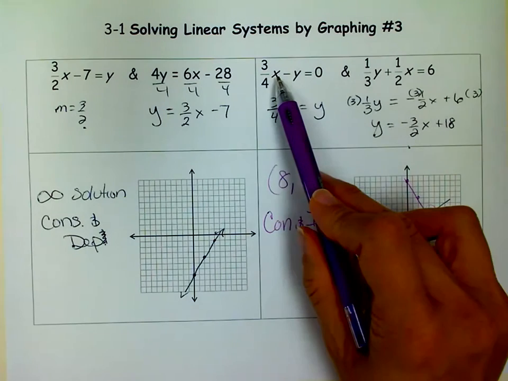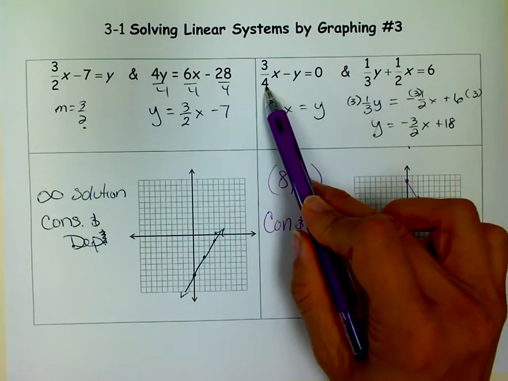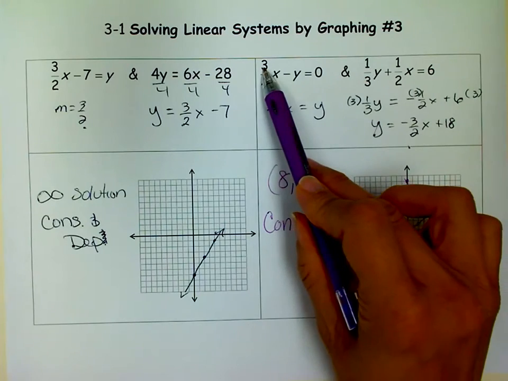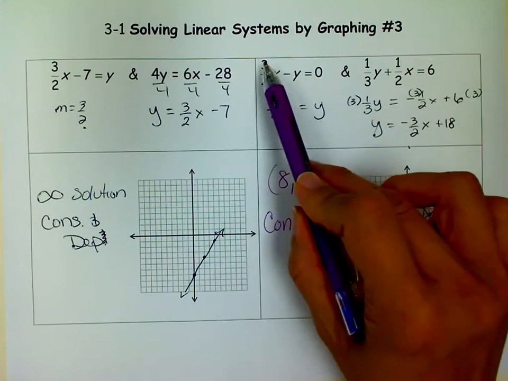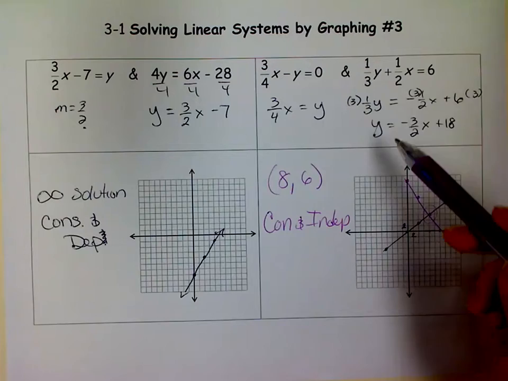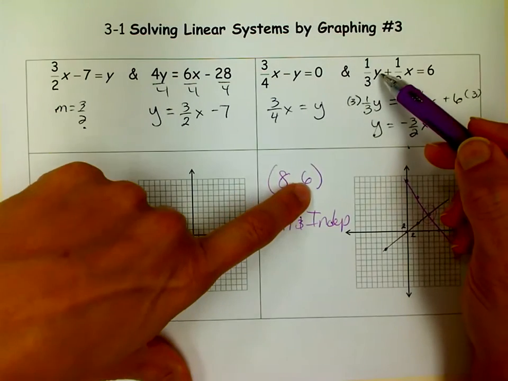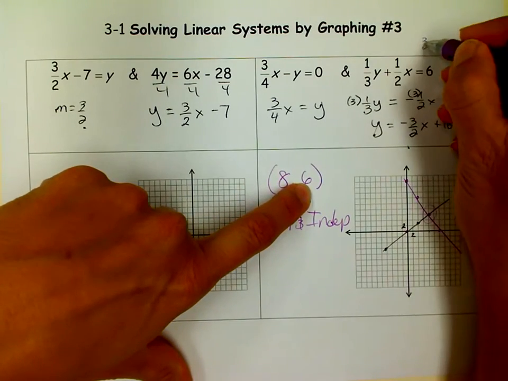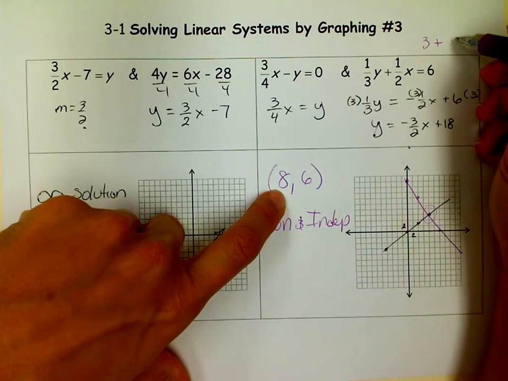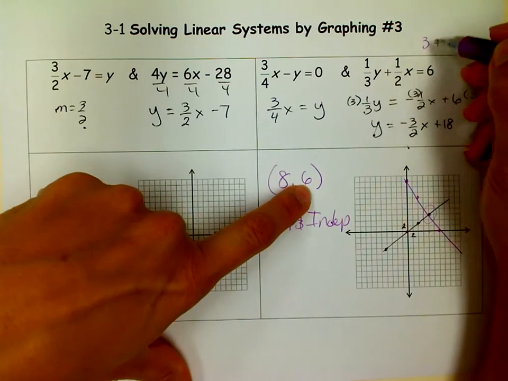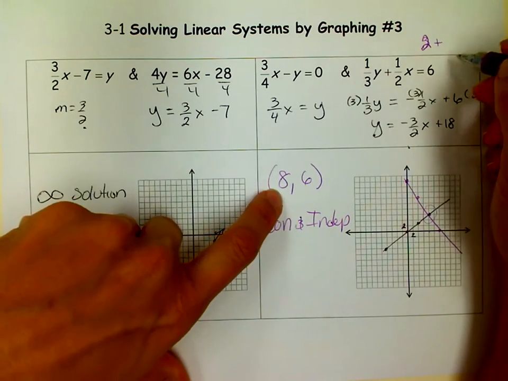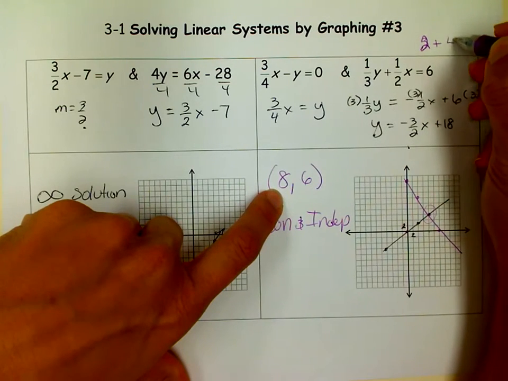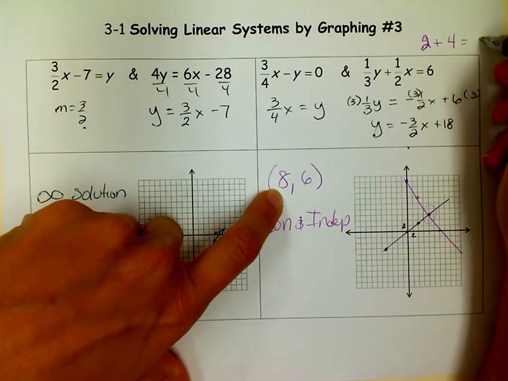And you can always check by plugging it back in. If you put the 8 in here, 8 divided by 4 is 2. 2 times 3 is 6, and here's another 6. So 6 minus 6 is 0. If you plug it in over here, 1/3 of 6 is 3. 1/2 of 8 is 4. Wait, 1/3 of 6 is 2. My apologies. 1/2 of 8 is 4, and 2 plus 4 is 6.